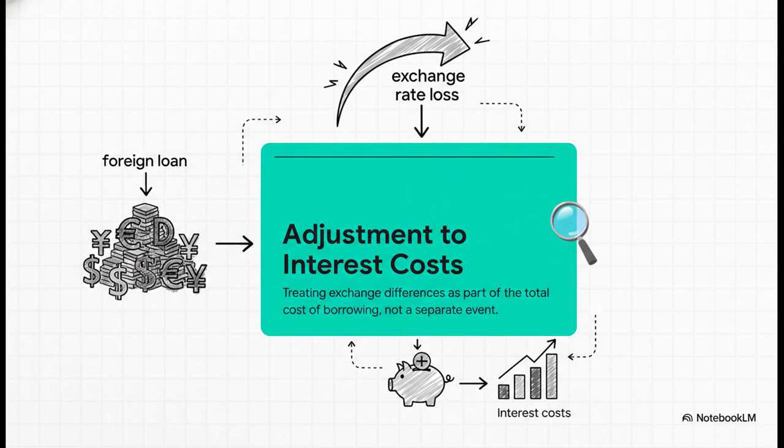Basically, the standard says, look, that exchange rate loss you just suffered, that's not just some random market thing. It's effectively making your cheap foreign loan more expensive. It's part of the deal you signed up for. It's part of the borrowing cost. If you get this one idea, everything else is going to fall into place.